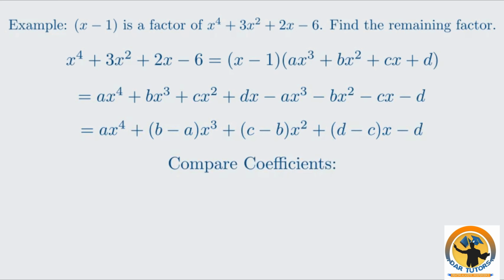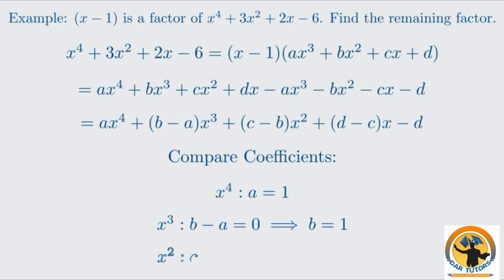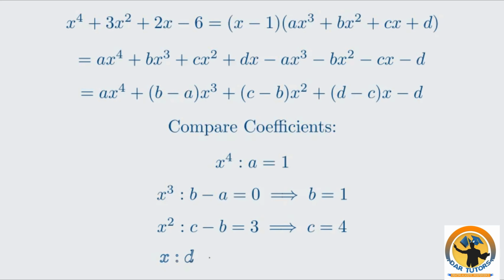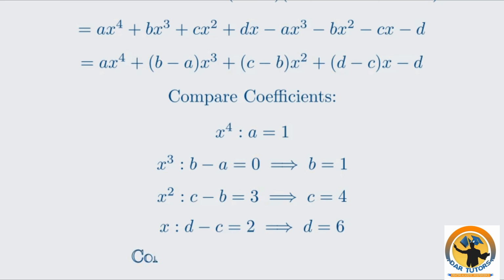Now we compare the coefficients with the original polynomial. For x to the fourth, a equals 1. For x cubed, the coefficient on the left is 0, so b minus a equals 0, which means b equals a, so b is 1. For x squared, c minus b equals 3, so c minus 1 equals 3, which means c is 4. For x, d minus c equals 2, so d minus 4 equals 2, which means d is 6. And for the constant term, negative d equals negative 6, which also gives d equals 6.